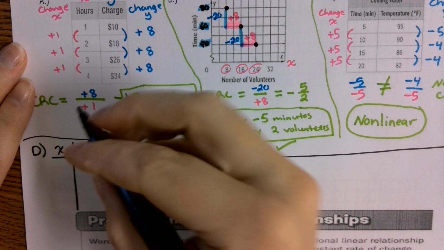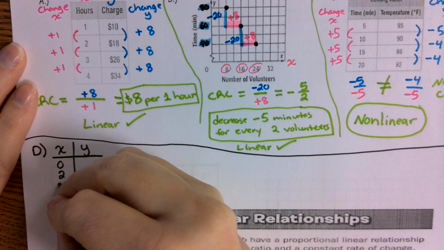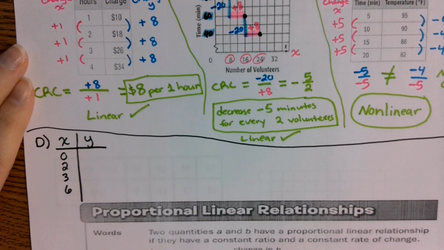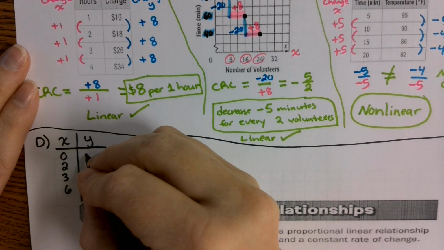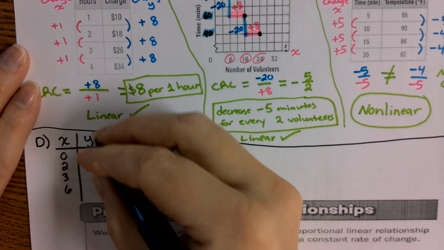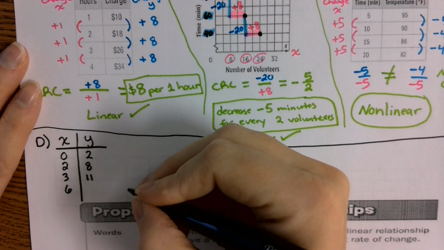Okay? So here, I'm going to create the table. I've got 0, 2, 3, and 6 for my x's. For my y's, I'm going to go 2, 8, 11, and then 20.